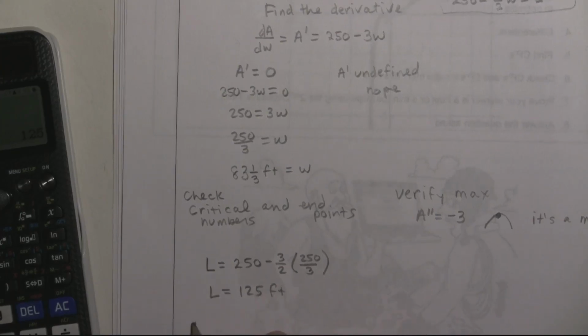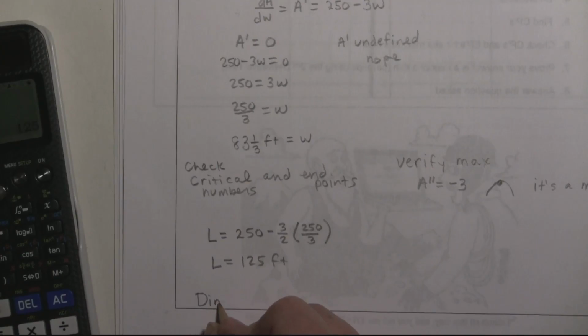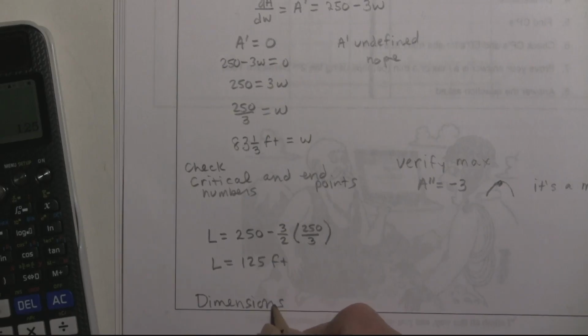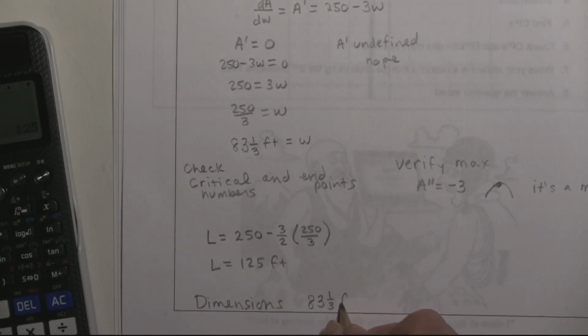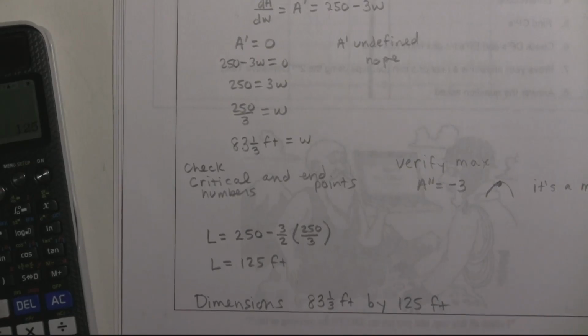And so the dimensions, am I going to be able to spell dimensions right? I know that they had it up there, so I could also cheat and look. The dimensions are 83 and 1/3 feet by 125 feet. And they didn't ask me to find that area.